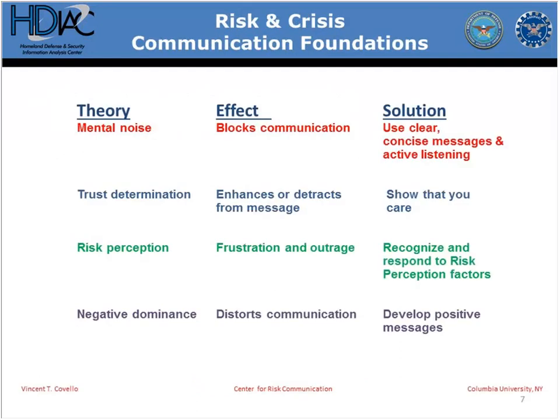Now, as we look at some foundations for crisis and risk communication, there are four key things that impact our ability to communicate effectively with our public. First, one is called mental noise. And mental noise is everything that is happening today in our lives. All of you listening and participating in this webinar today are suffering from mental noise.